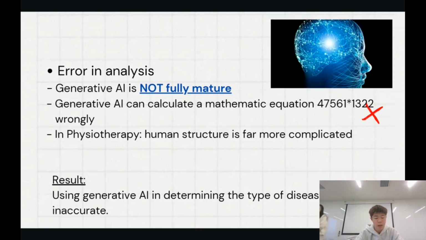Back to physiotherapy. The human structure is far more complicated than calculation. There are no standardized steps or techniques in analyzing a particular human structure. Behind certain diseases, there can be lots of reasons causing them. However, GenAI is only limited to searching and bringing up related information. It lacks the ability to analyze the situation comprehensively. It cannot sum up different information together and draw a conclusion on its own. Therefore, when using GenAI in determining what disease a patient has, the answer that comes out may not be accurate.